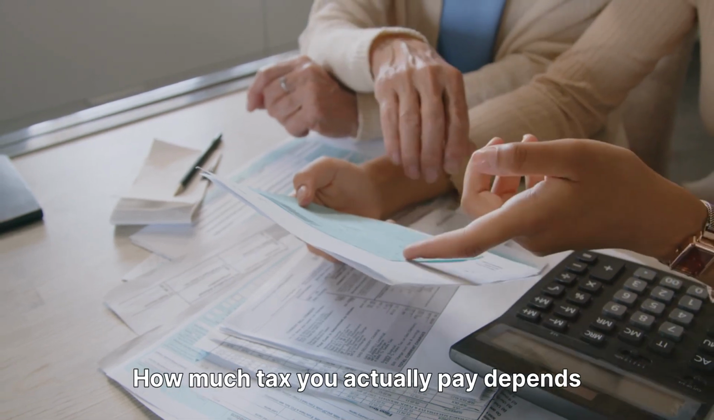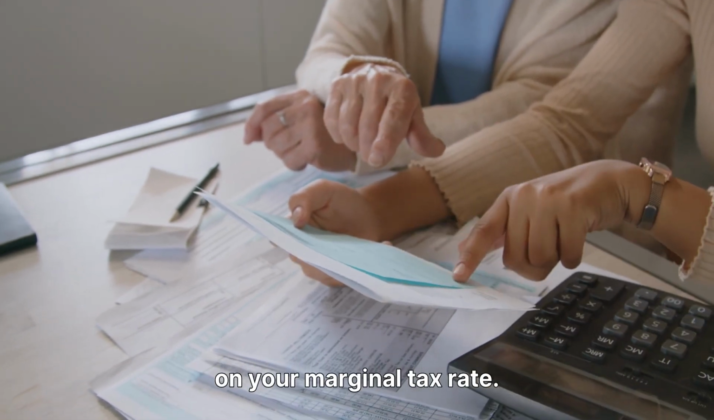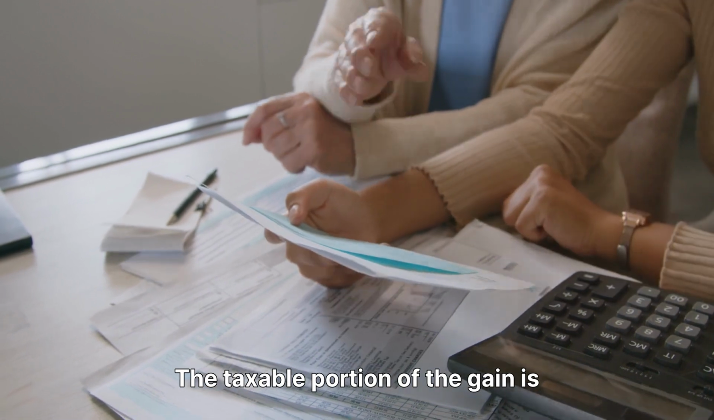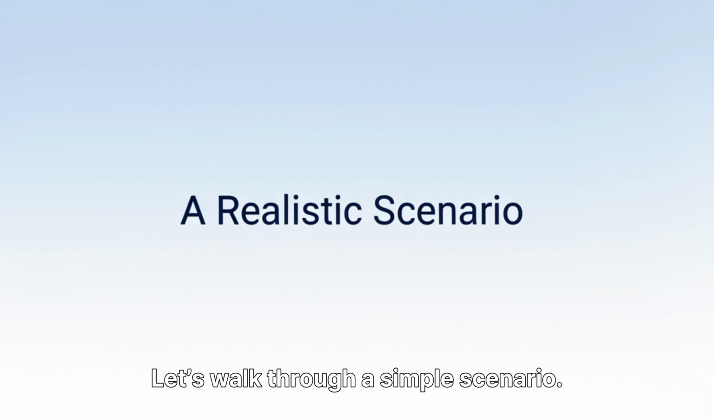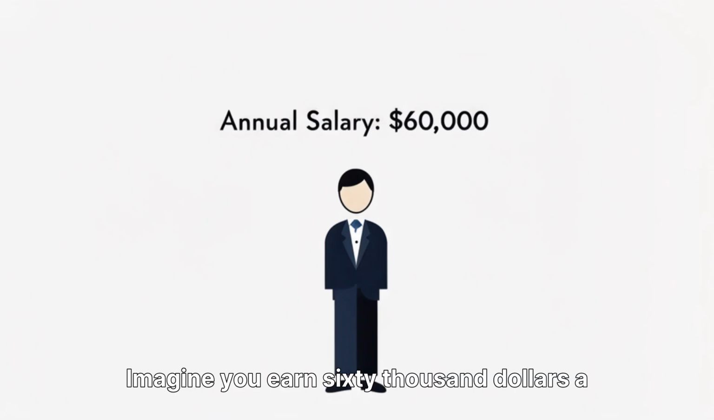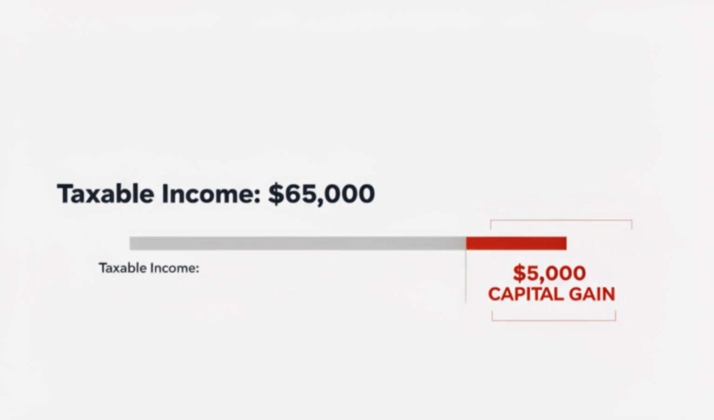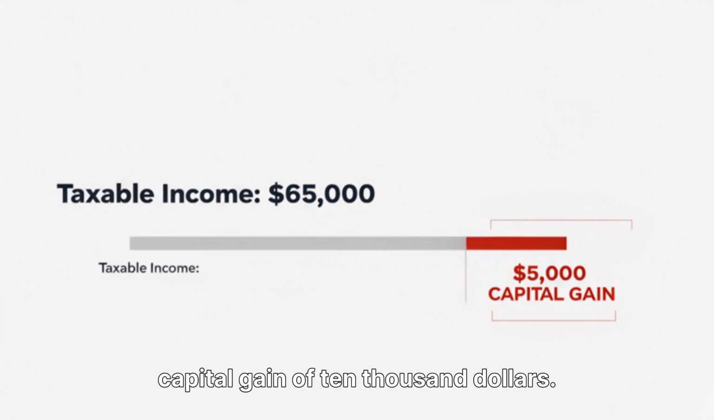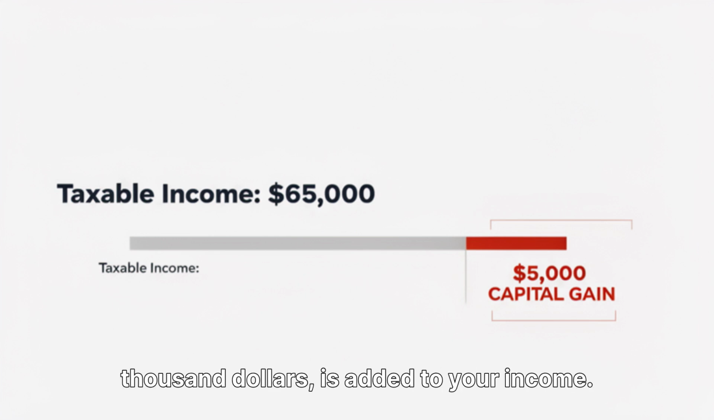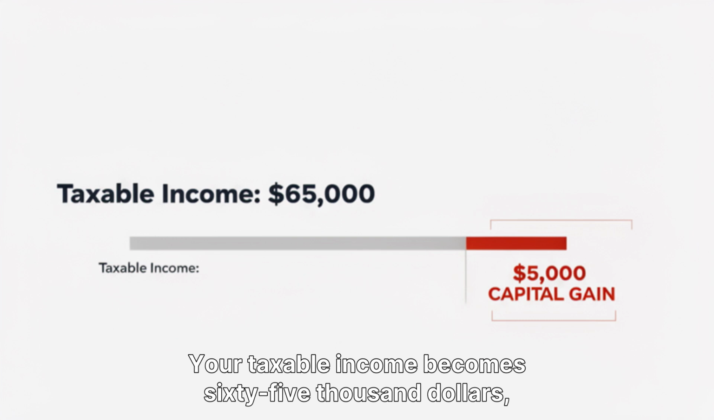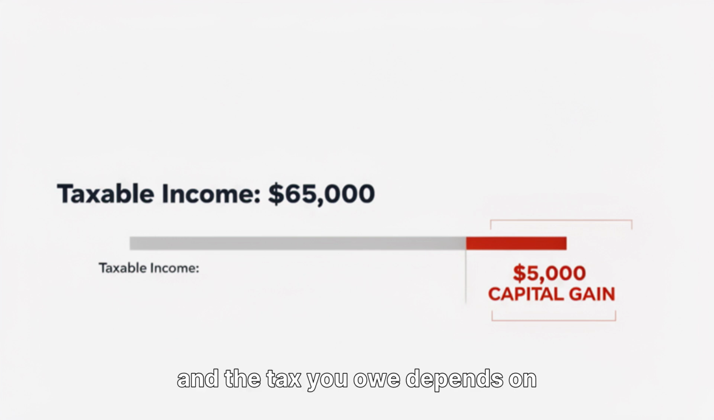How much tax you actually pay depends on your marginal tax rate. The taxable portion of the gain is added to your other income for the year and taxed accordingly. Let's walk through a simple scenario. Imagine you earn $60,000 a year from your job. You sell an investment and realize a capital gain of $10,000. Only half of that gain, or $5,000, is added to your income. Your taxable income becomes $65,000, and the tax you owe depends on the brackets you fall into.